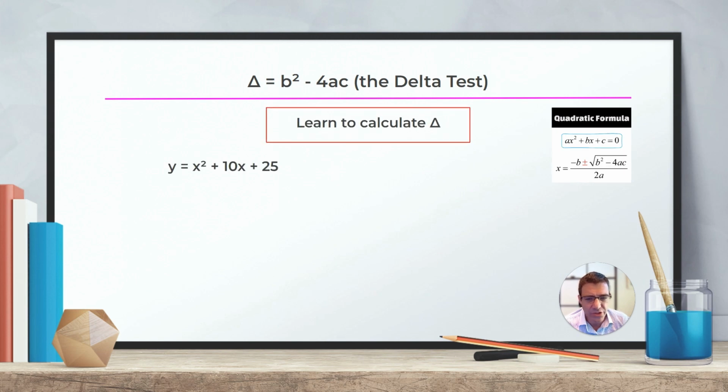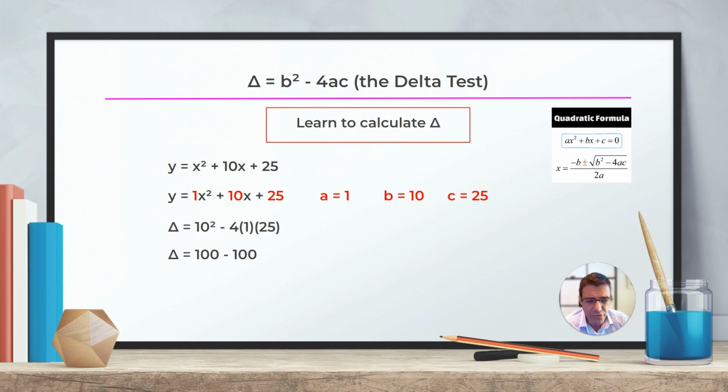Here's another equation, x squared plus 10x plus 25. The a value is 1, the b value is 10, the c value is 25. So learning to identify your coefficients is really important. We're going to do b squared, so 10 squared, minus 4 times 1 times 25. So 100 minus 100. Oh, that's 0.